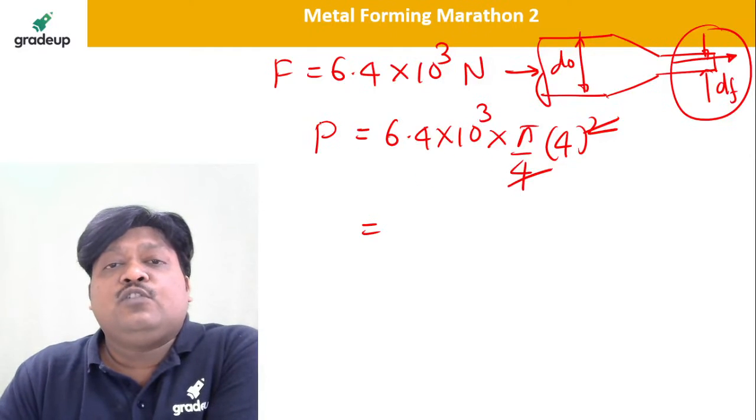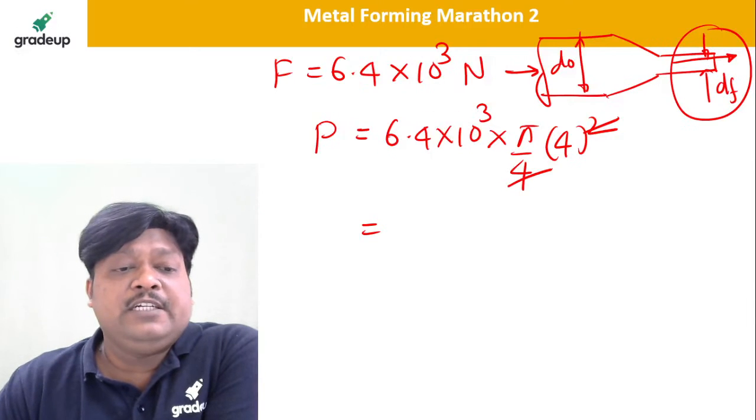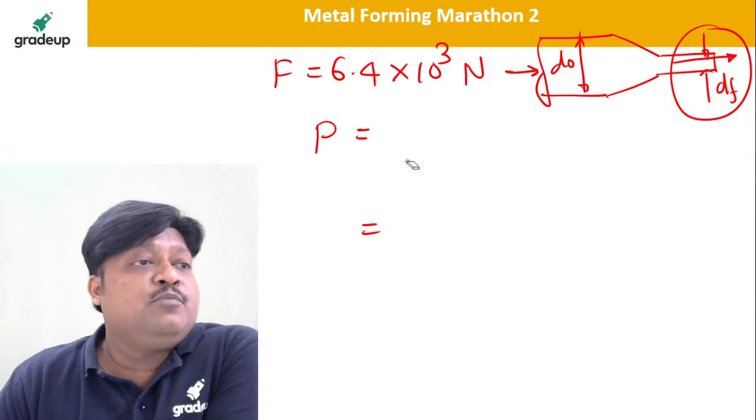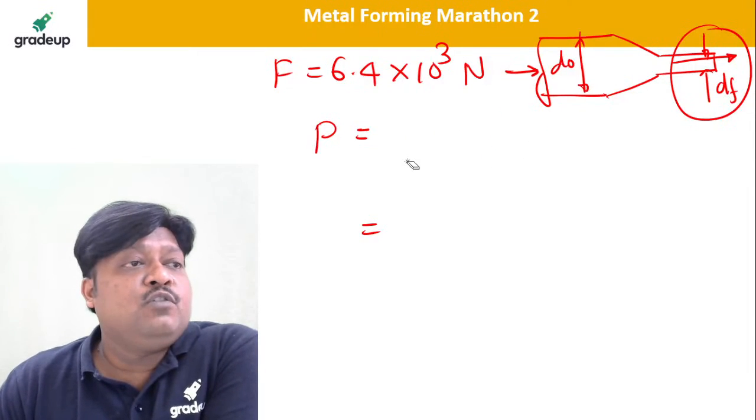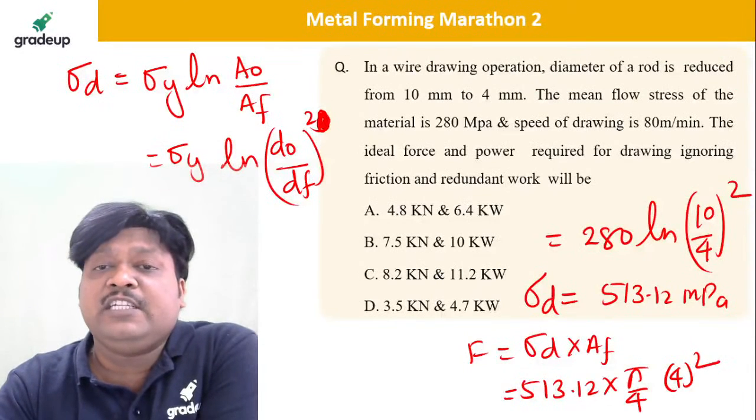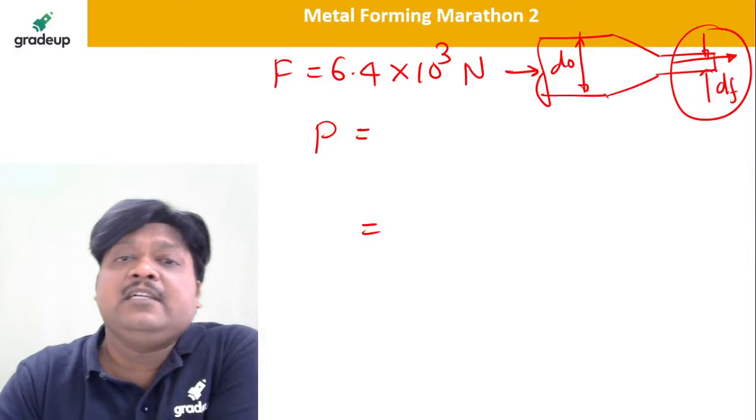Power is what? Force. So see, already we calculated the force. Once again I am going to calculate it. I want the power now. See, force is okay. Force is 6.4 kilonewton. Then say velocity is how much? Drawing velocity, drawing speed is given as 80 meter per minute.